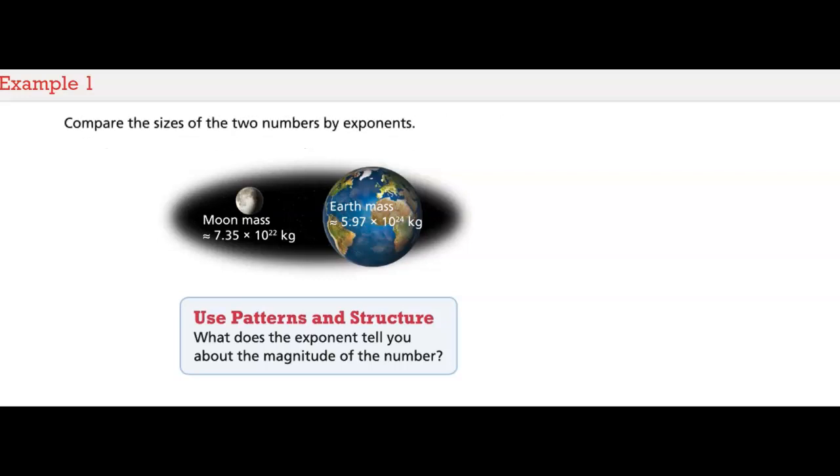You can immediately compare sizes of two numbers by comparing the exponents. Although 7.35 is greater than 5.97, the exponent in Earth's mass, 24, is greater than the exponent in the Moon's mass, which is 22. This shows that Earth's mass is the greater number.